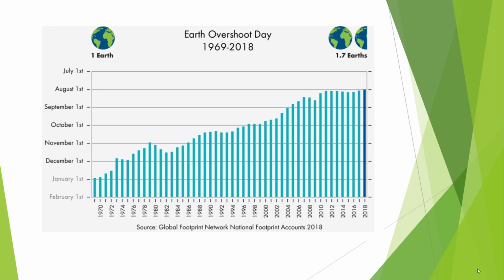So you take a look here at the Earth Overshoot Day since 1969. You see, in 1970, it was just on the opposite side of January 1st, and then it has trended upward ever since to where we're at August 1st, 50 years later.